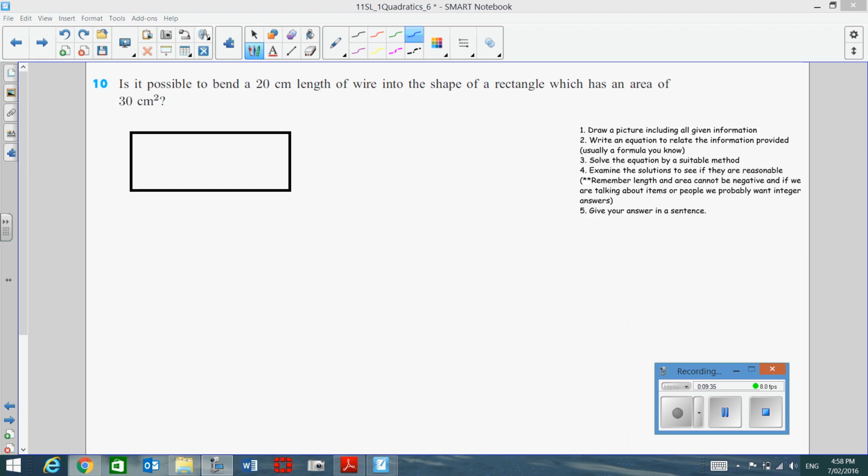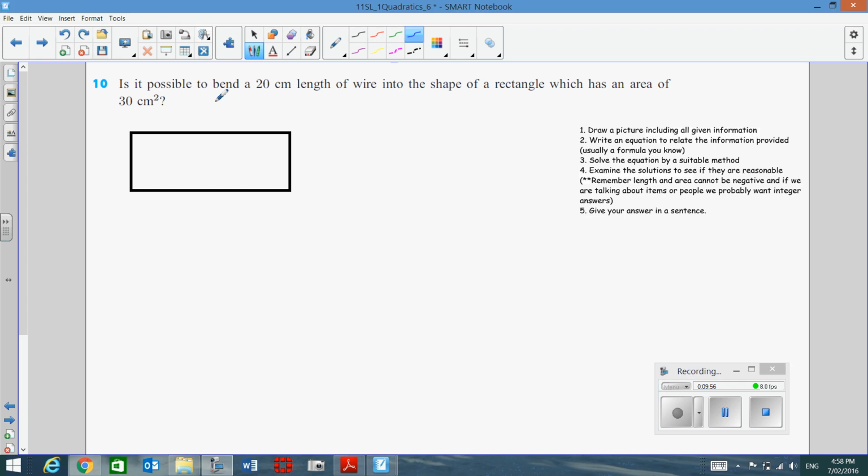All right, guys, last but not least is number 10. Again, these are all examples from your textbook that we have not assigned to you. They're also different from the blue box examples in your book, so that way you guys have more problems to follow as examples, so you guys can do your work. But for this one, is it possible to bend a 20 centimeter length of wire?